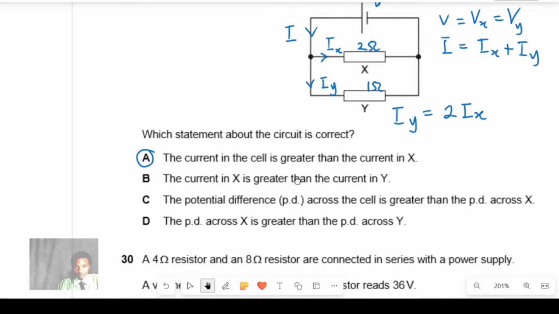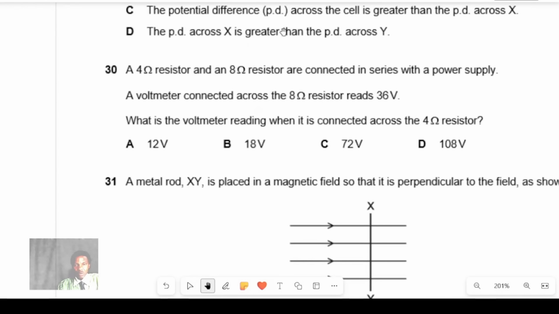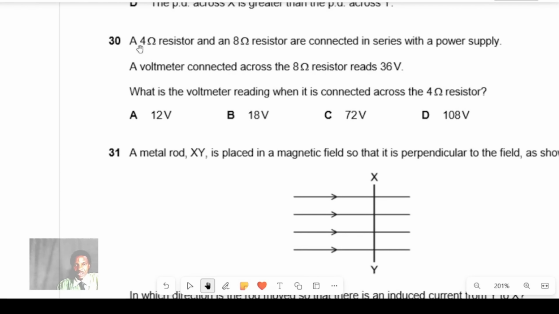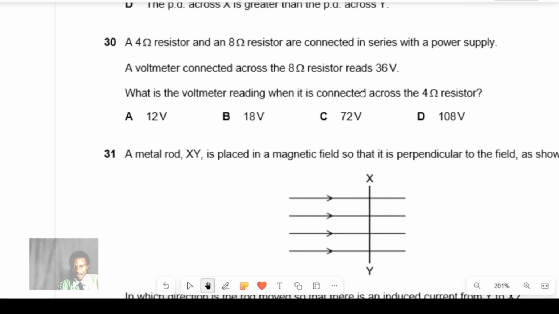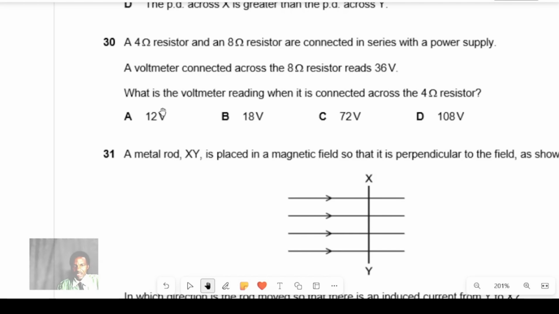Okay, question 30. A 4 ohm resistor and an 8 ohm resistor are connected in series with a power supply. A voltmeter connected across the 8 ohm reads 36 volts. Now, what is the reading across?